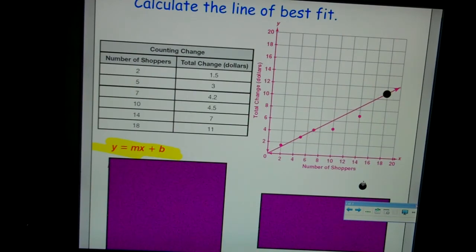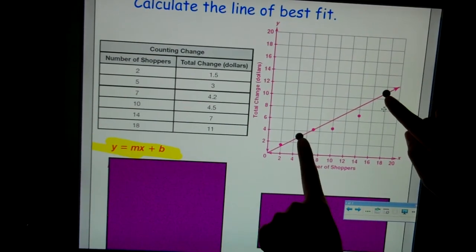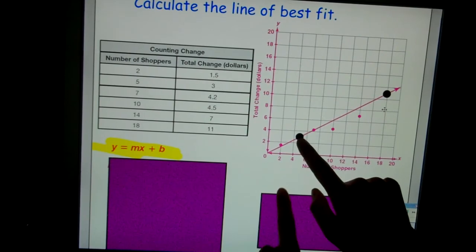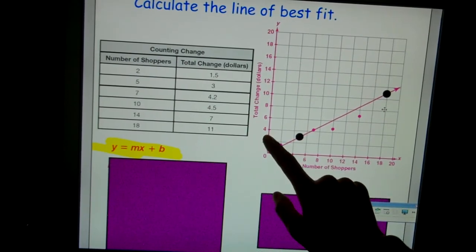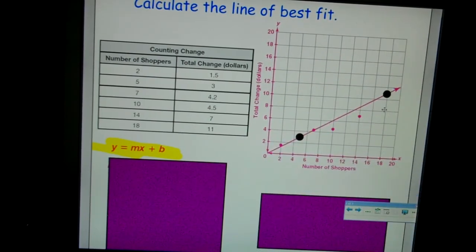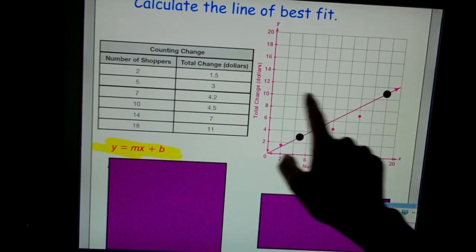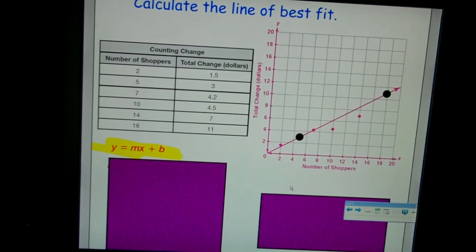And then also 5 and 3. There's another point. Both of those lie on the line. They're on the line of best fit. Okay. 18, 11. And then we had 5, 3. Okay. Now, had they filled in all the numeric values, we would have seen that that's 3 and that this is 11. Okay. So those are the 2 points I want you to work with.